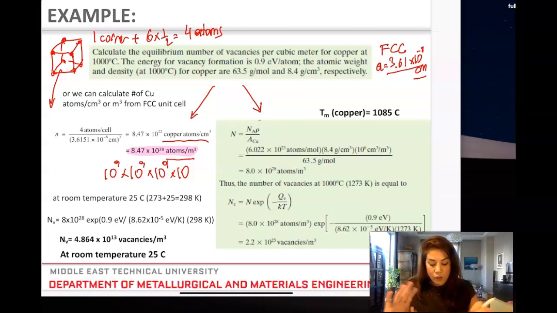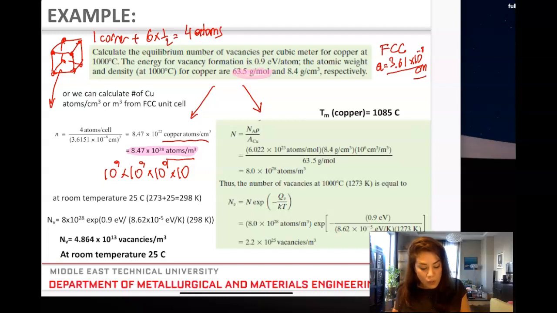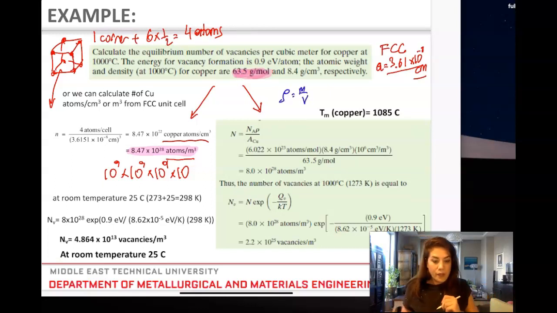So what else can we do? We can calculate it from the atomic weight, which is given in the question as 63.5 grams per mole, and also the density. What is density? Density is m over V, right? So what is the volume then?